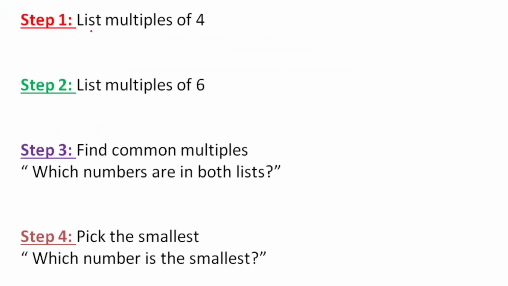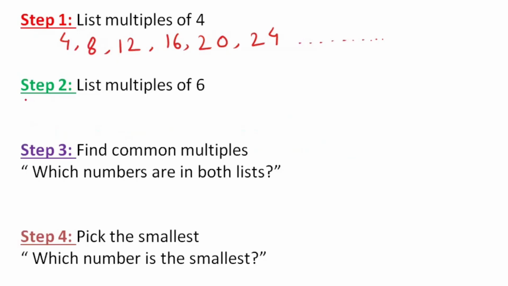First step, we have to list the multiples of 4. Let's count together. What are the multiples of 4? The multiples of 4 are 4, 8, 12, 16, 20, 24. You have to write at least 6 or 7 multiples.